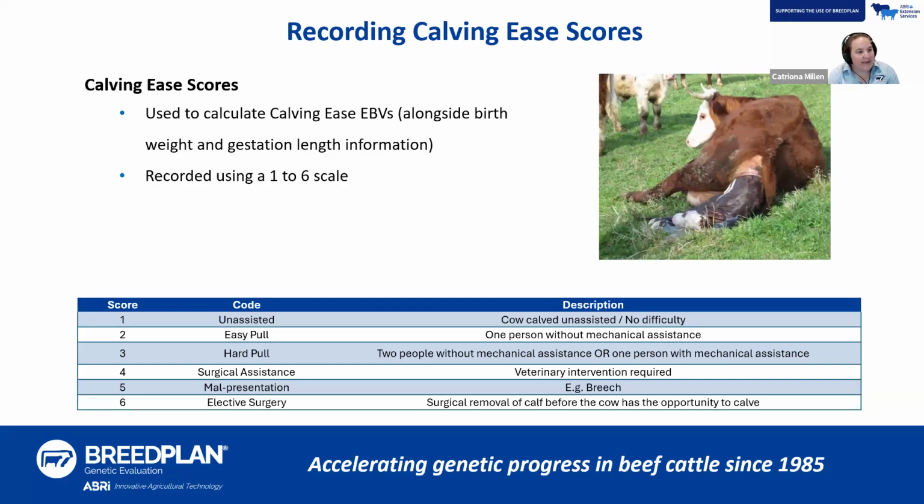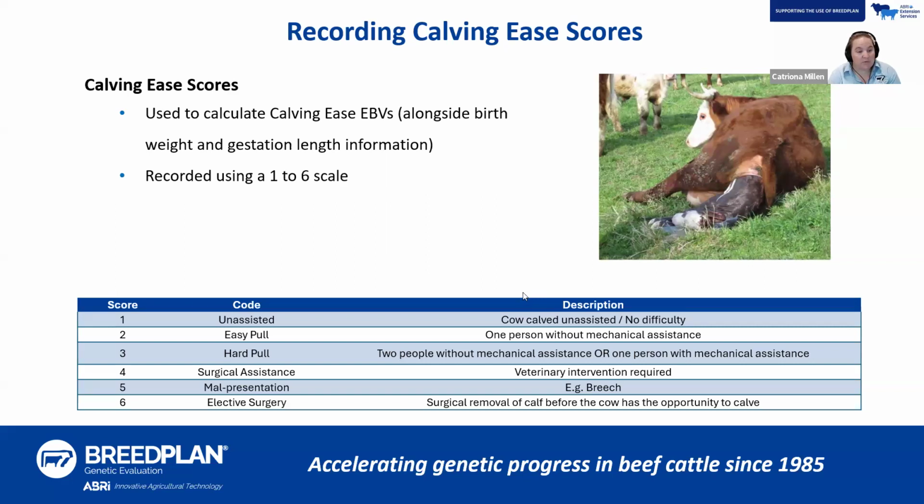And then the last trait that we can collect at birth is our calving ease scores. So we use these to calculate our calving ease EBVs alongside the birth weight and gestation length information. And they're recorded using a 1 to 6 scale, which you can see on the screen here. So 1 is unassisted, and that means that she calved unassisted with no difficulty. If you are checking your cows or your heifers at least once a day, you can assume that anything that calved between visits, calved unassisted, that's fine.